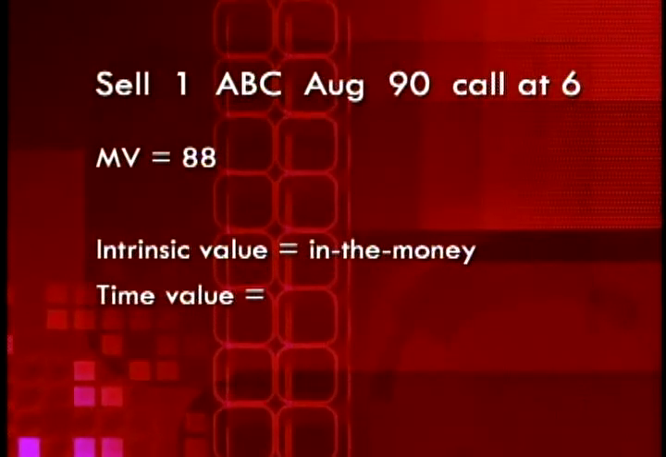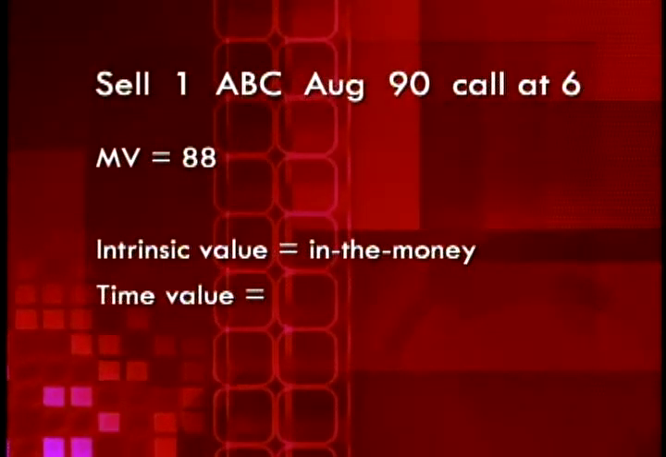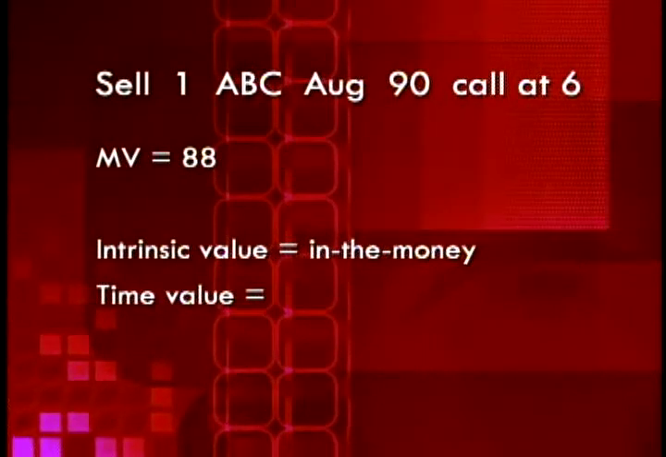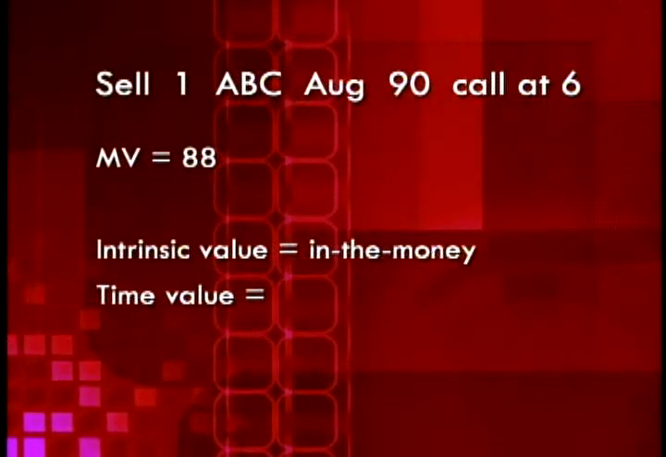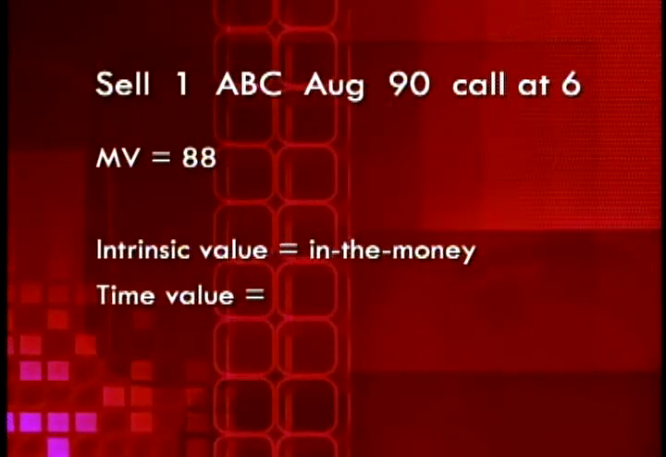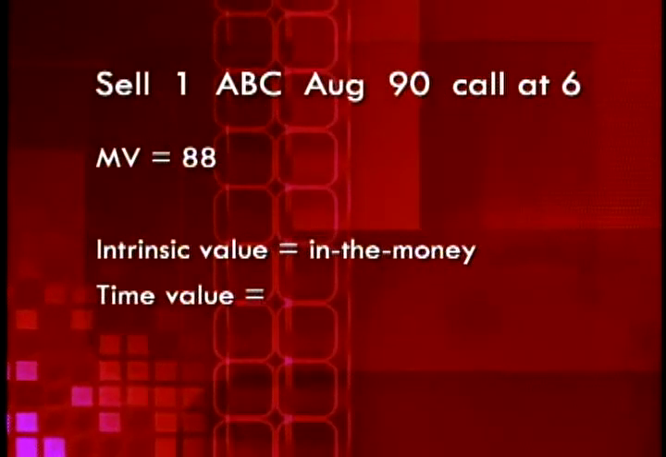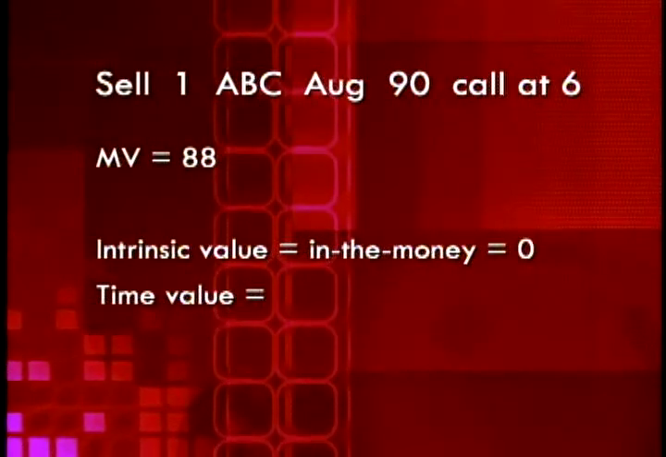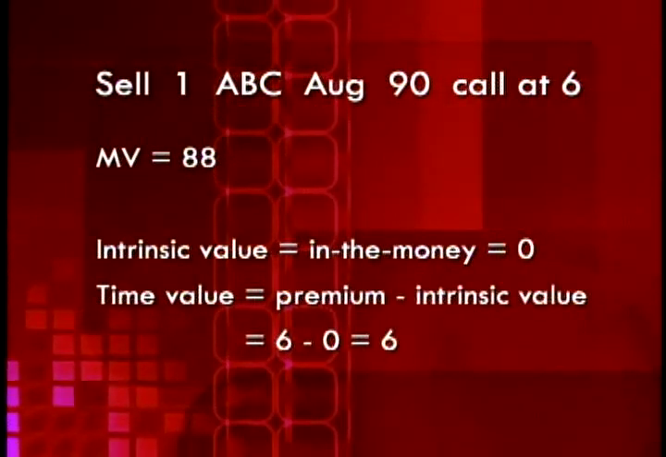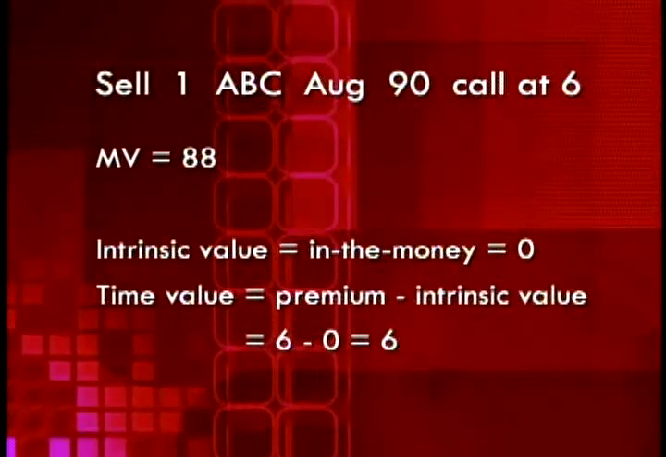Now, first of all, we have to find the amount that the option is in the money. That would be the intrinsic value. Again, since it is a call option, think call up. Is the stock price above the strike price? Well, not in this case, since the stock is only at 88 and the strike price is 90. Since the option is out of the money, what is the intrinsic value? Well, the intrinsic value is 0. And once we have determined the intrinsic value, we subtract it from the premium to find the time value. So 6 minus 0 would give us a time value of 6.